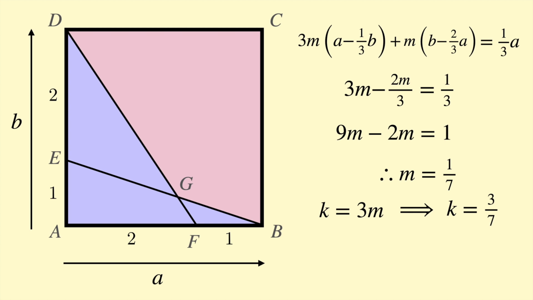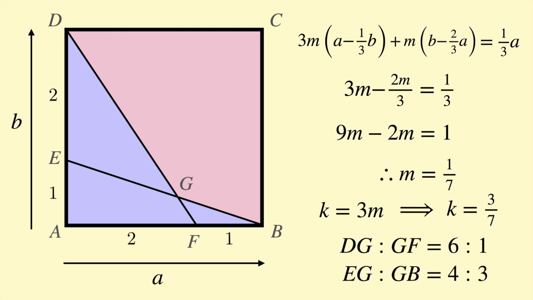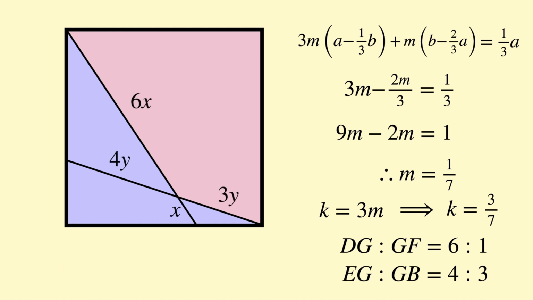This allows us to say that the line DF is split in the ratio DG to GF equals 6 to 1, and EG to GB will be split in the ratio 4 to 3. Again, because GB is 3/7 of EB and FG is 1/7 of FD. Okay, I have the ratio of these lines. We can represent that as x to 6x and 3y to 4y.